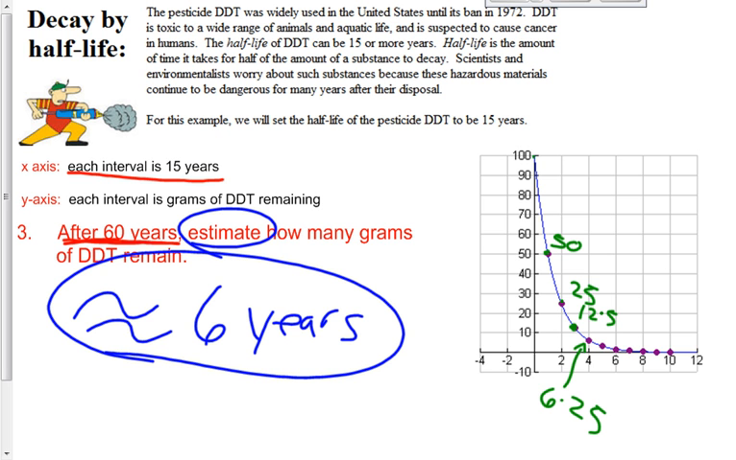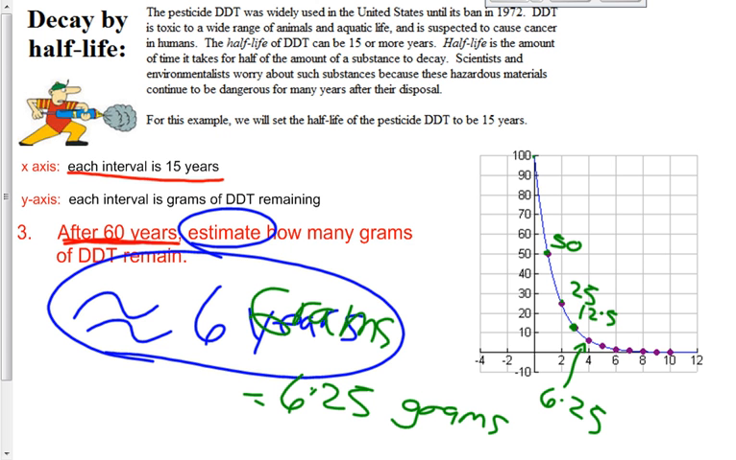So if we wanted to say exactly what it is, it would be exactly 6.25 grams. Or wait, what are we talking about? Yes, this should have been grams. 6.25 grams. Either one of these I would accept on a test.